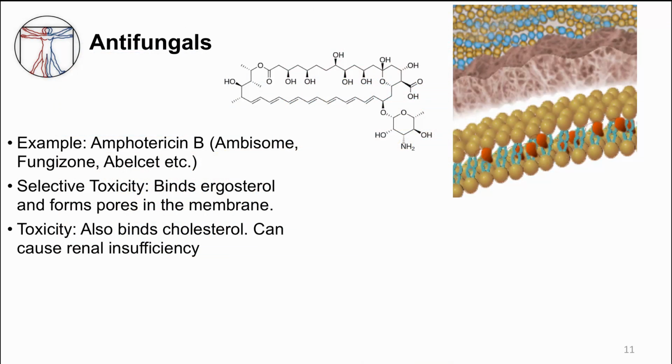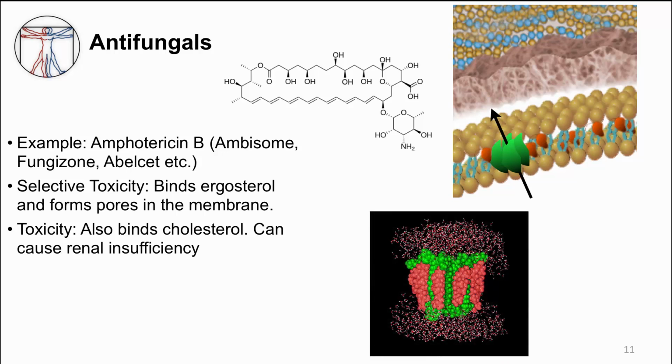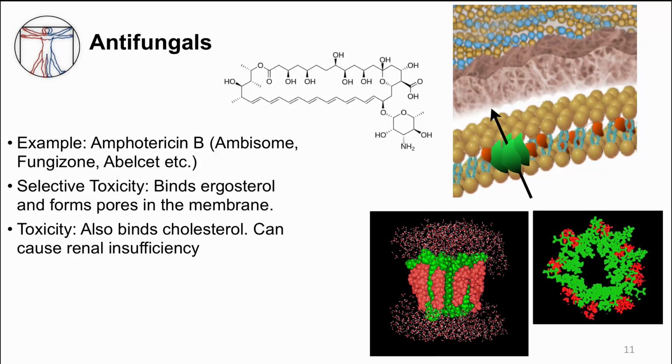It specifically binds to ergosterol and to itself to form a pore in the fungal membrane. Ions and essential molecules now escape through this pore, which kills the fungi. In this image, we are showing you the structure of amphotericin in green and ergosterol in red, and as you can see, it forms a ring with a pore in the middle.